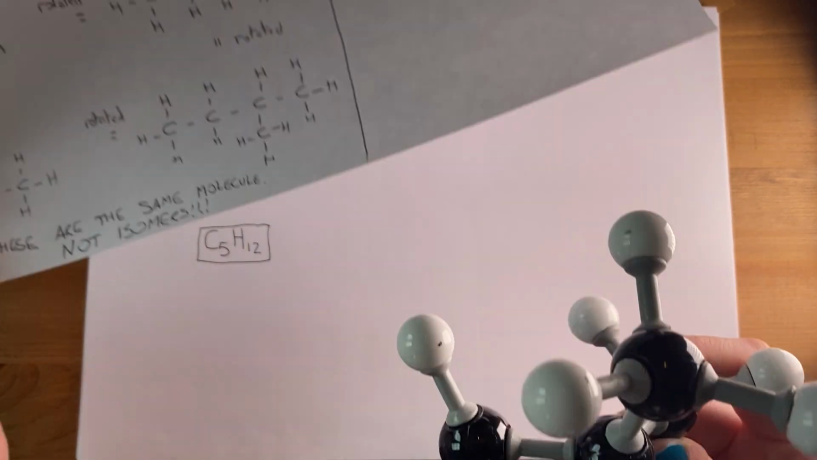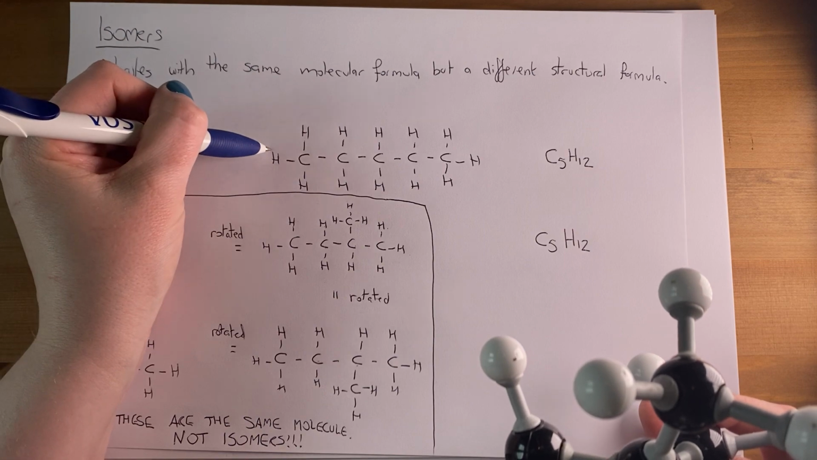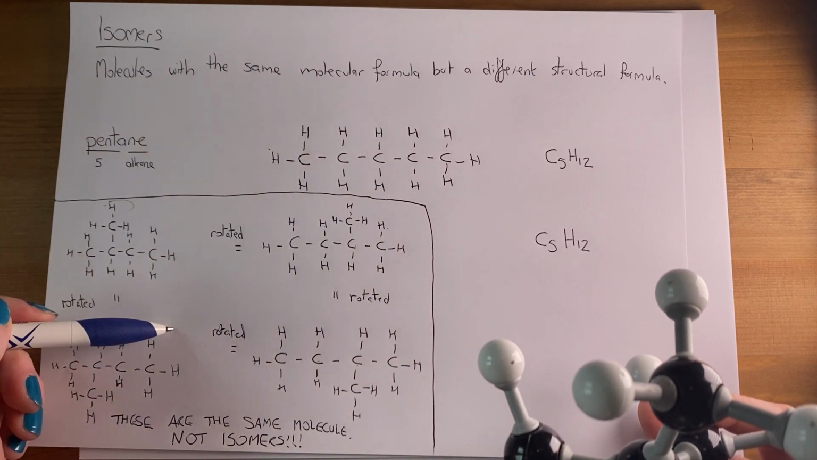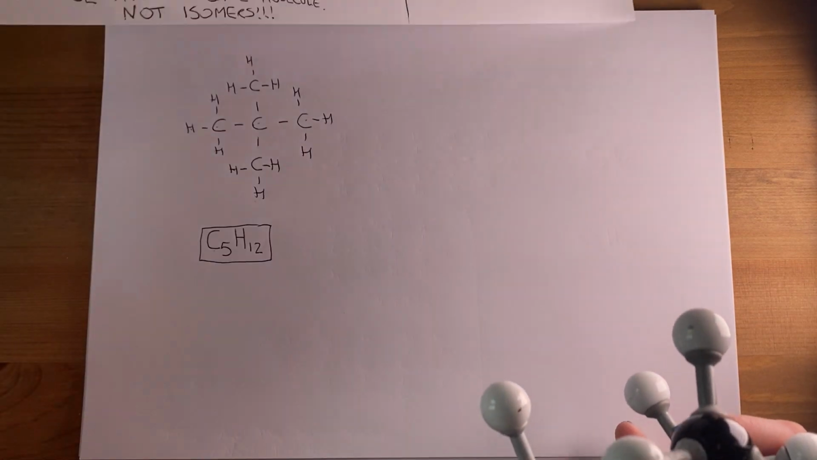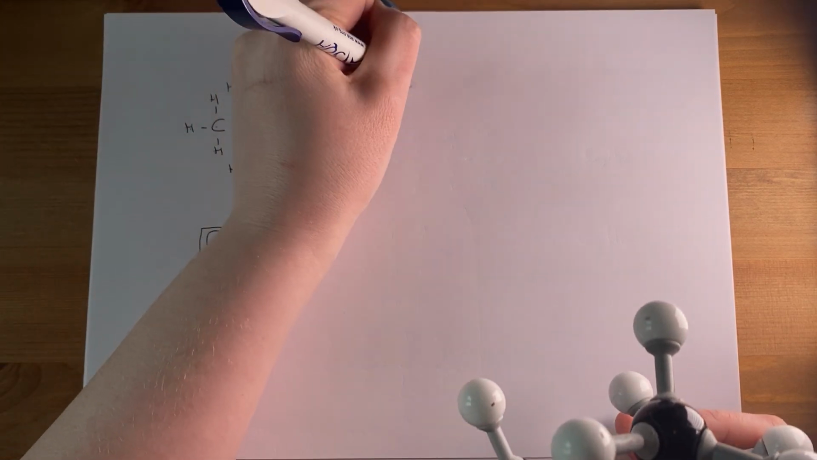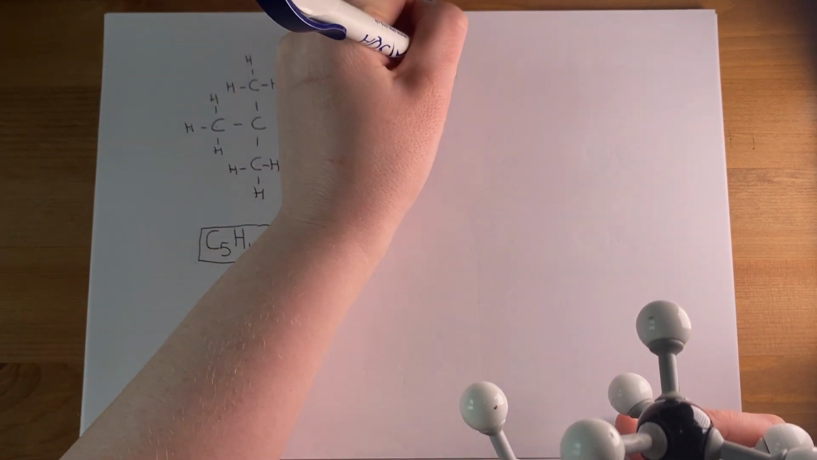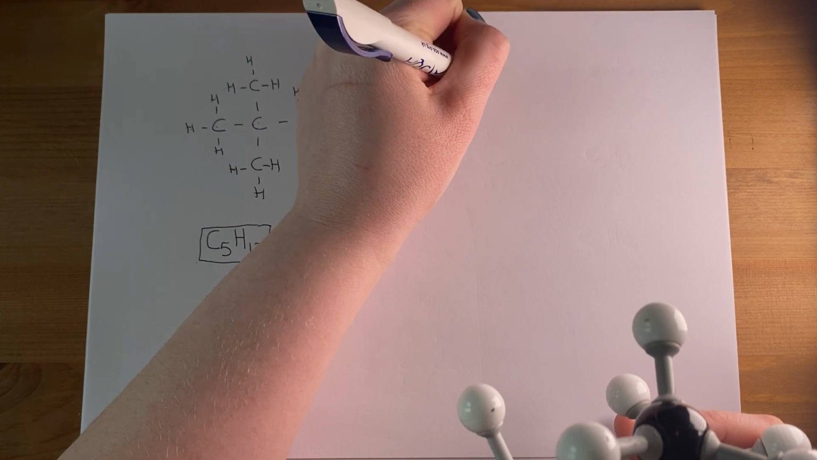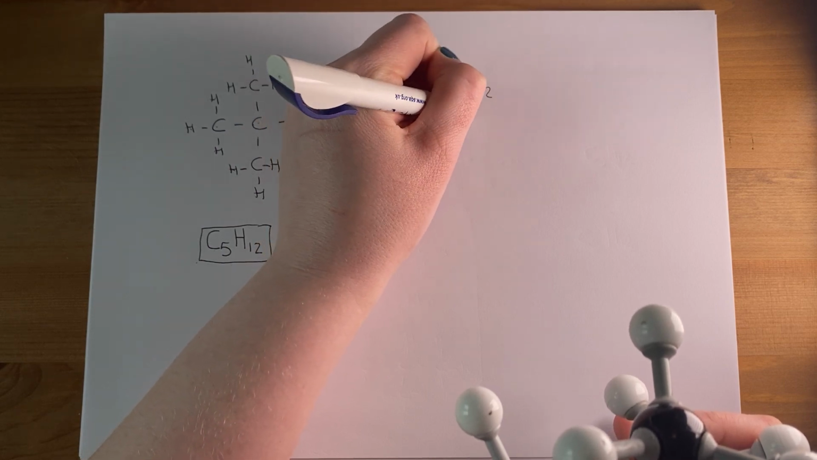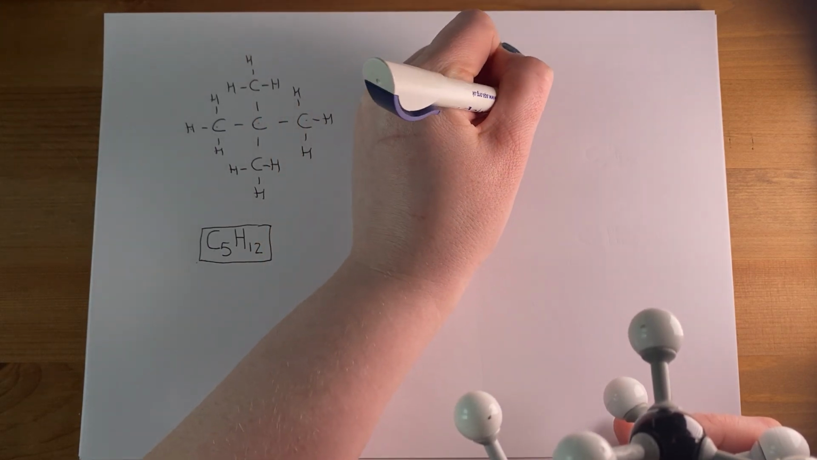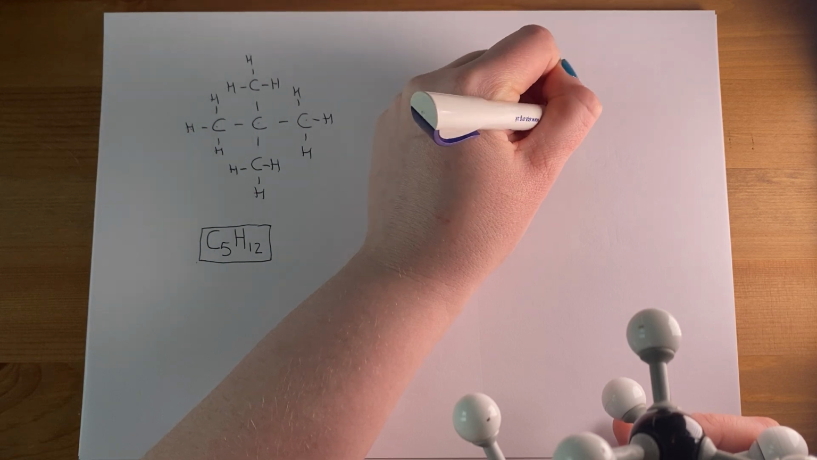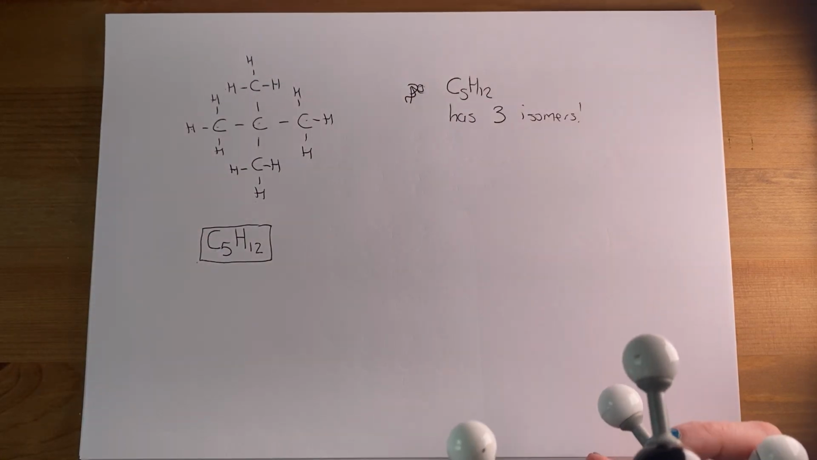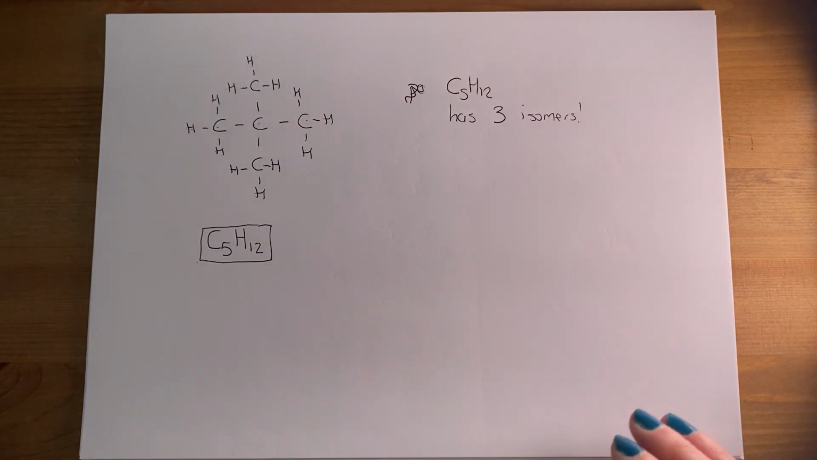So from pentane to this one, which can rotate, to this one here, sorry, C5H12 has 3 isomers. That's how we work it out. That's what we look at.